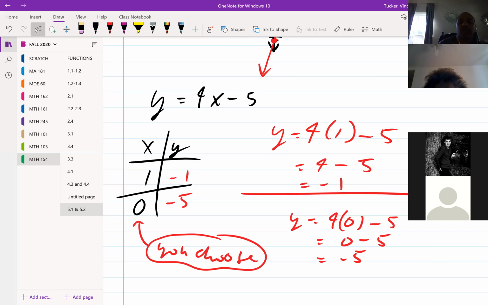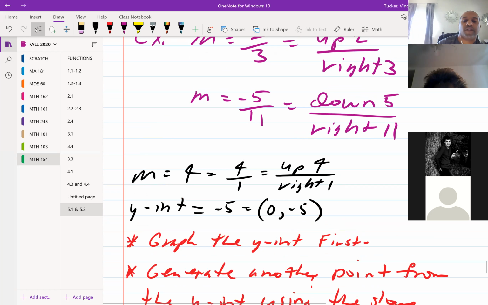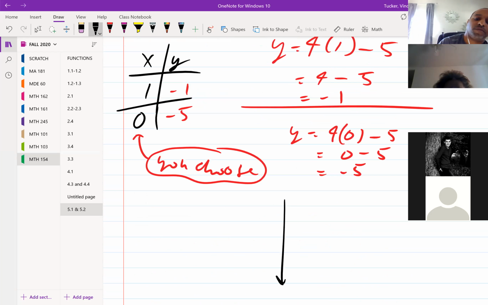Plug in 0. 4 times 0 is 0. 0 minus 5 is -5. So when x is 0, y is -5. And we already saw that from this right here. You're going to get the same points anyway. And then you graph them.